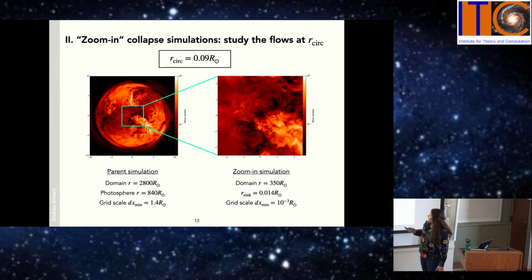And so what I'm able to get then is that the sink radius I want to use to simulate the black hole is now a factor of 10 smaller than the initial circularization radius, and my grid scale now is 10 to the minus 3 solar radii. So I've picked up a factor of 1,000 in radius by doing the zoom-in simulation, okay?